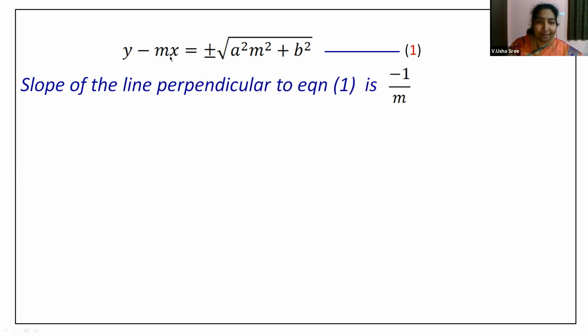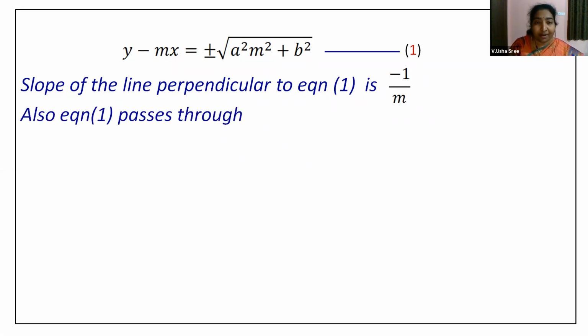The slope of this line is m, so the line perpendicular to this will have a slope of -1 by m. This is the slope of the tangent. This is the line which is perpendicular to the tangent, and we are drawing it from one of the foci. And of course, two foci: from the two foci, we are dropping perpendiculars onto the tangent. Okay.